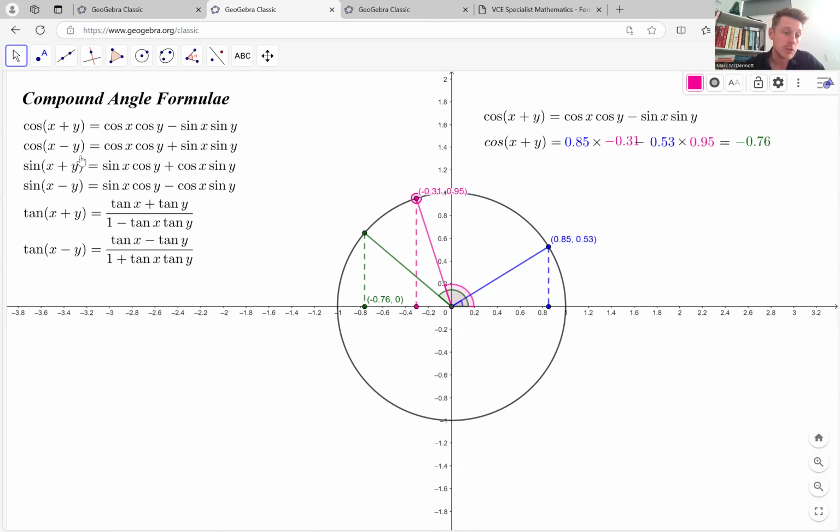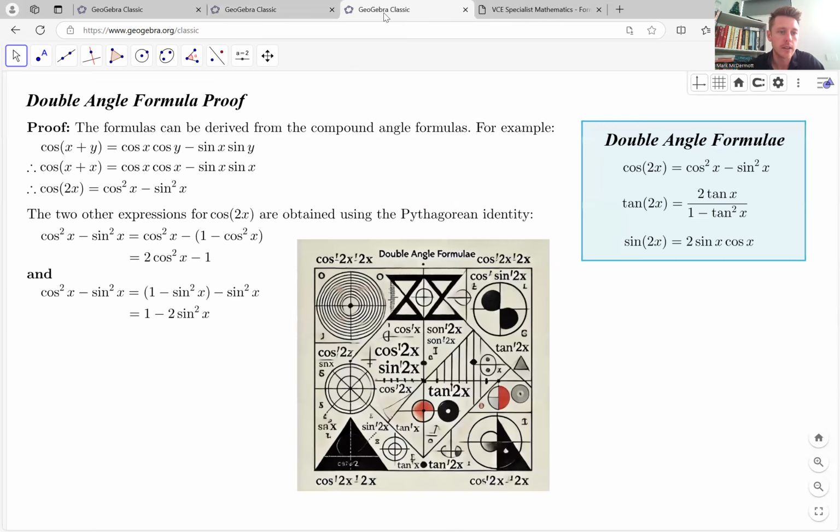Okay, and obviously we could demonstrate all these other ones with similar logic. But what we want to do now is look at the double angle formula. So there are three double angle formulae. And as you know in maths by this stage, you can just rearrange things as much as you like. But if we just look over here first, we can say that cos of 2x equals cos squared x minus sine squared x. So that's our first double angle formula.